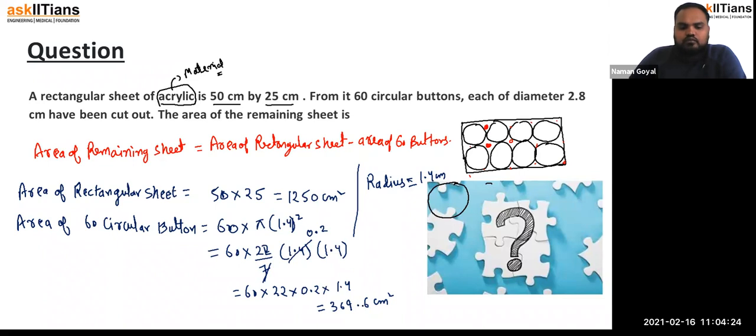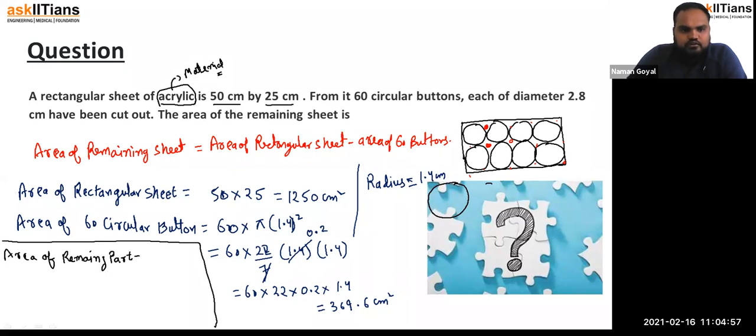Now the answer is what? Question is asking for what? The area of the remaining part. So I can write here, area of remaining part. See, as I told you earlier, what is the area of remaining part? Area of that rectangular sheet minus area of 60 buttons, right?